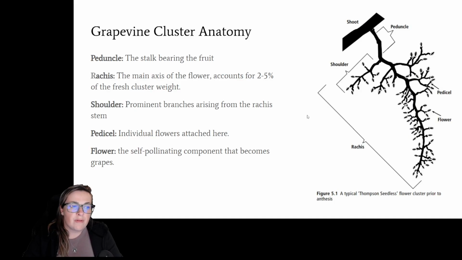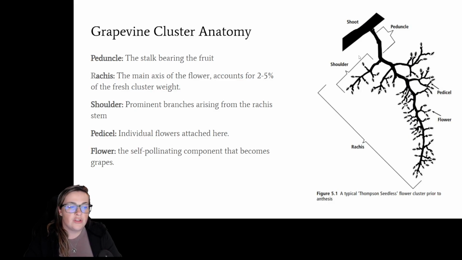Going on to grapevine cluster anatomy. Here we have like the shoot, which is like the main axis which the leaves and grape clusters are set on. Then we have the peduncle, which is the stalk that bears the fruit. So it's just this little section here. Then we have the rachis, which is kind of the core of the body of the cluster. So it's the main axis. This accounts for 2 to 5% of the fresh cluster weight.